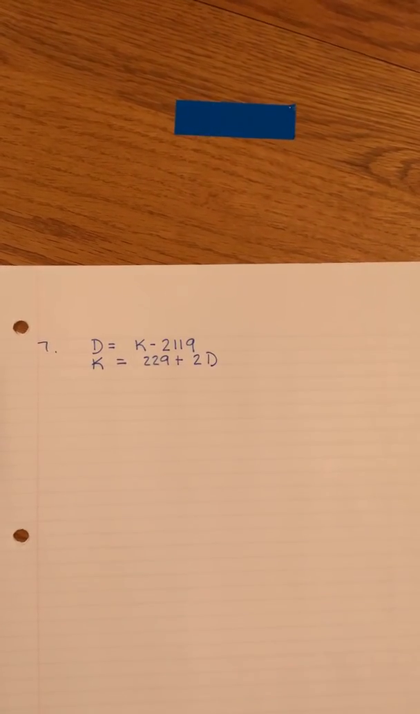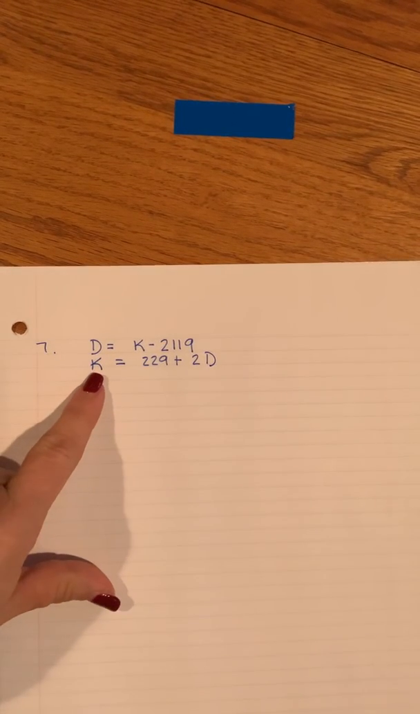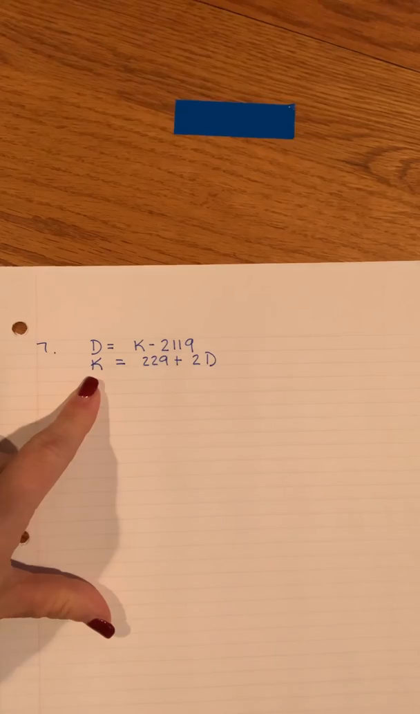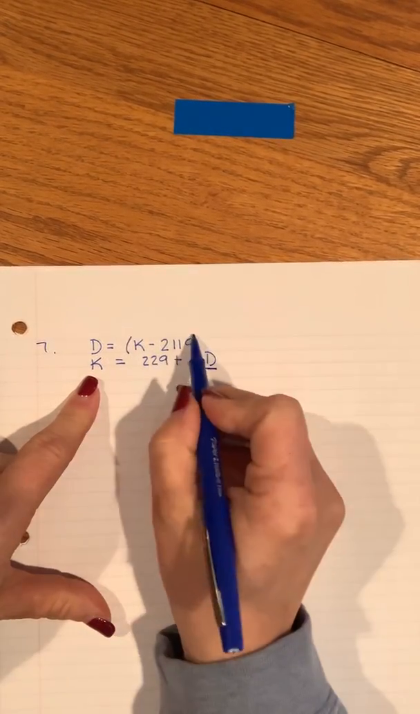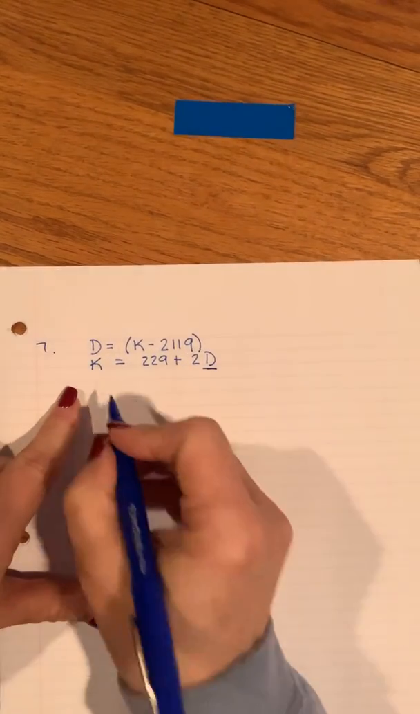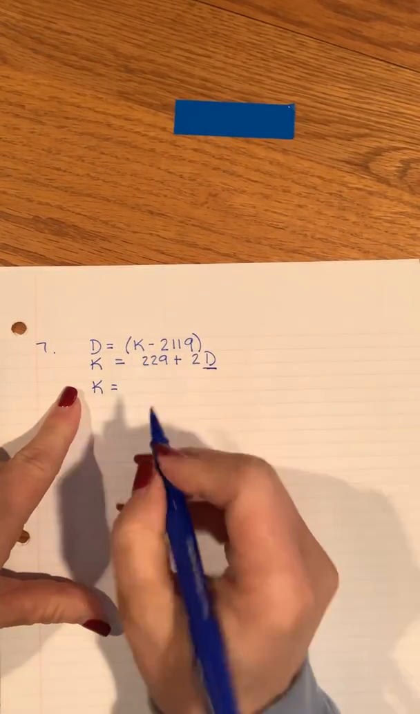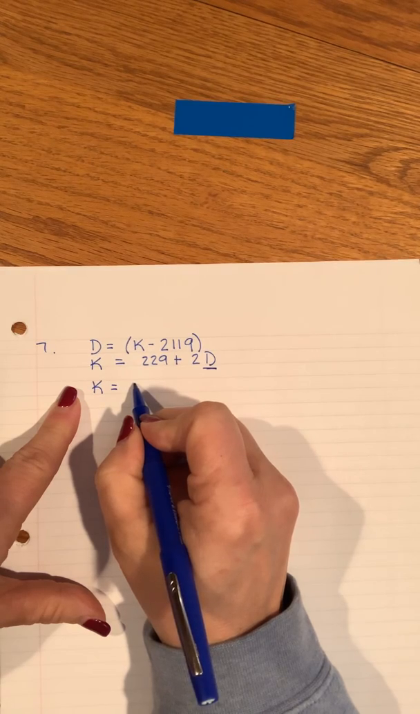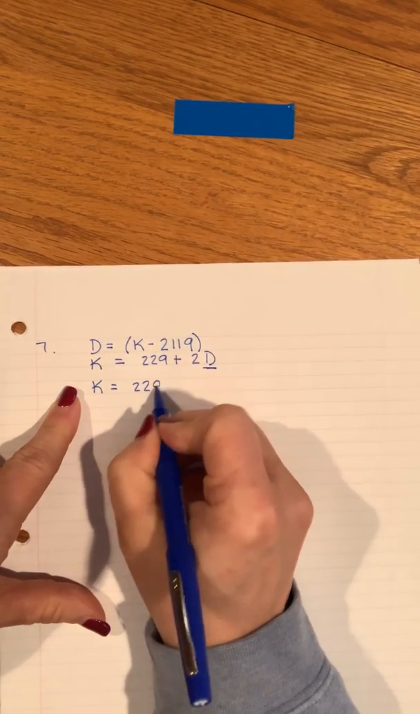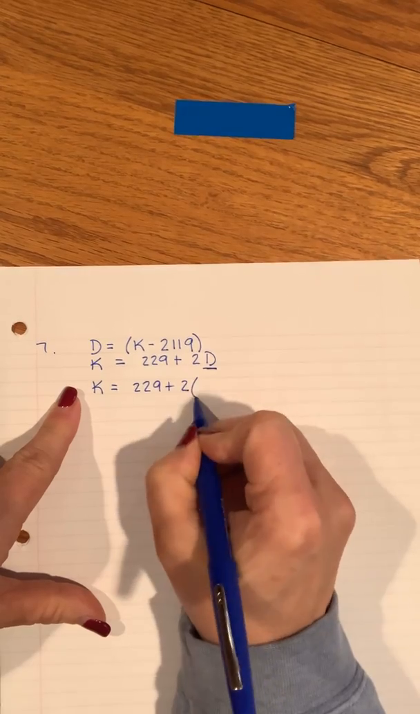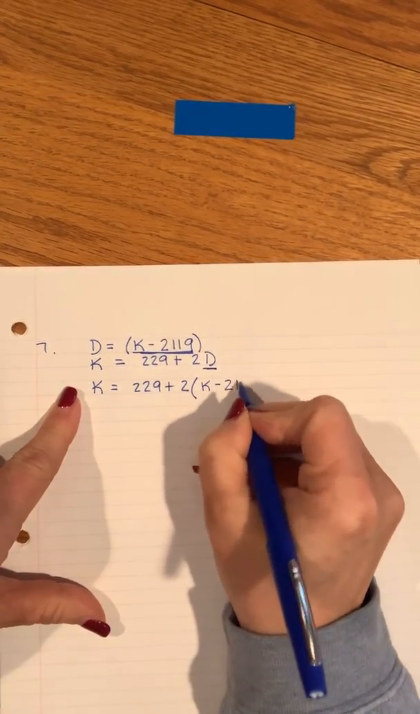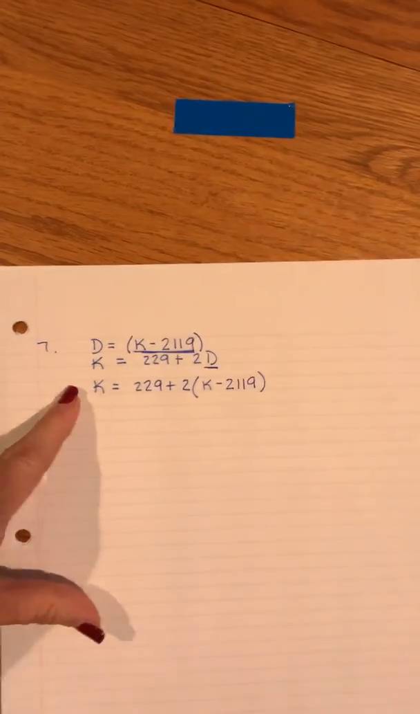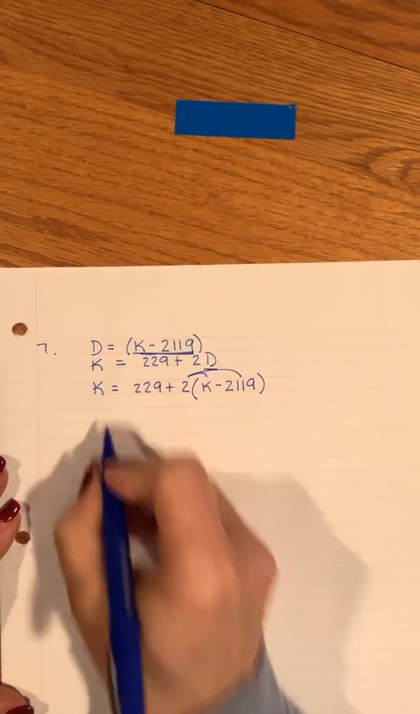Okay, and then it continues to go on to find K. I want to find K. So I want to know what K is equal to. All right, well, I can't find K if I have a D. But can I replace D with what's up above? I can. And there's a K in there. So now I have all the same variable. So now I have 229 plus 2, instead of D, I'm putting what D is equal to, the K minus 2119. So I will distribute.